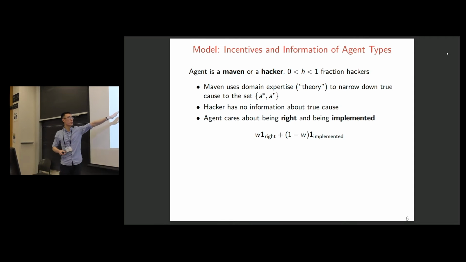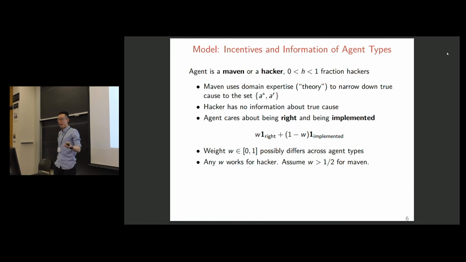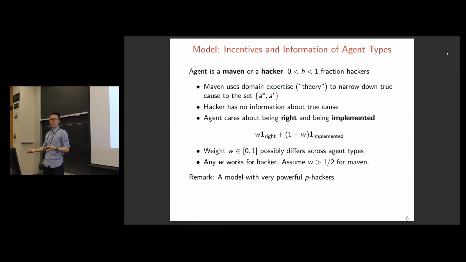So if you propose something that's actually correct, you get W. If you propose something that's implemented, you get 1 minus W. So W here is like the relative weight you put on being right, and that's allowed to differ across agent types. But any W here will work for the hacker, and I'm going to assume W bigger than half for the maven. So the maven cares more about actually being right than being implemented.